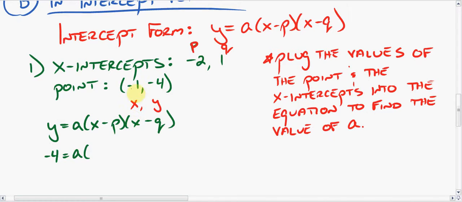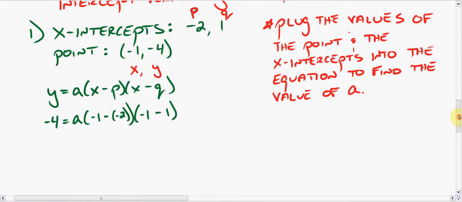The value of x is -1 minus p, which is -2. And then the value of x again, which is -1 minus q, which is 1. And remember, it really doesn't matter if you assign a p value of -2 and q of 1, or vice versa. You could have had p equal 1 and q be -2. You'll get the same answer.